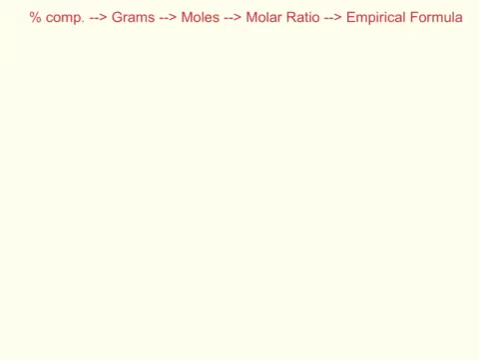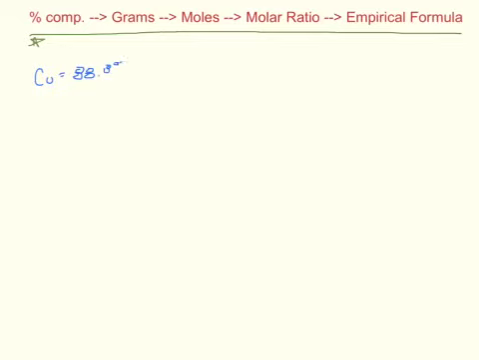And that states that we're trying to find the empirical formula. We have 88.8% copper and 11.2% oxygen. Following your chart up here, remember this because you will use this for both empirical formulas and molecular formulas. Alright, so first thing we do, we have percent composition. So copper is 88.8% and oxygen is 11.2%.